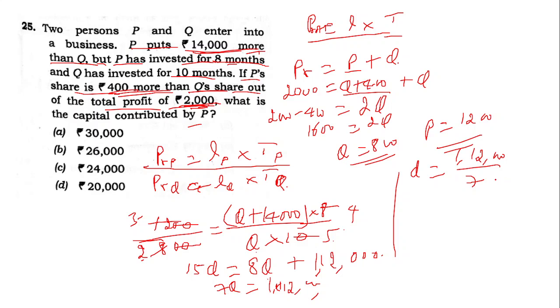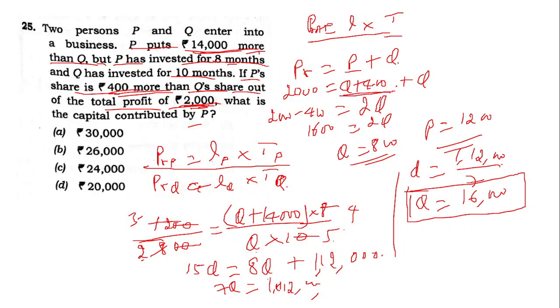So if we divide this, how much do we get? 7 ones are 7, then 42, that is 7 6s are 42. 16,000 rupees is Q's investment. Okay, investment of Q is 16,000.